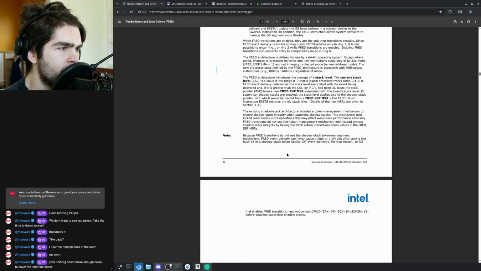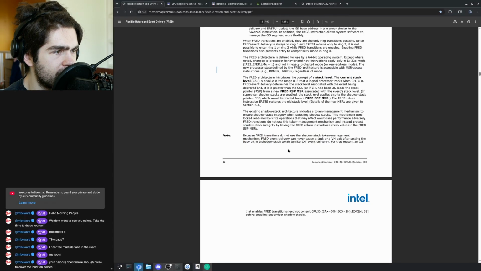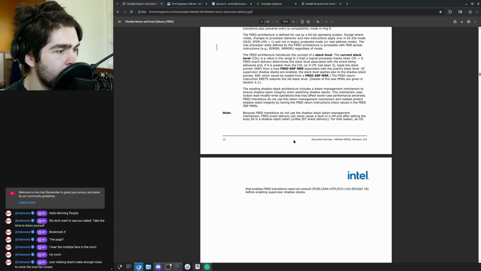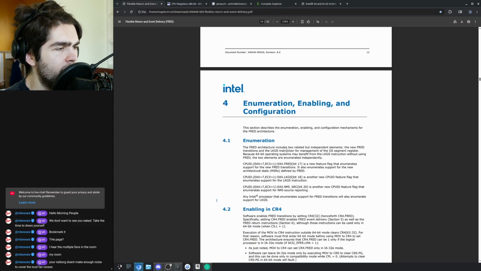Because thread transitions do not use the shadow stack token management mechanism, thread event delivery can never cause a fault or a VM exit after setting the busy bit in the shadow stack token, unlike IDT event delivery. For that reason, an OS that enables thread transition need not consult CPUID before enabling supervisor shadow stack. Okay. Enumeration, enabling, and configuration.